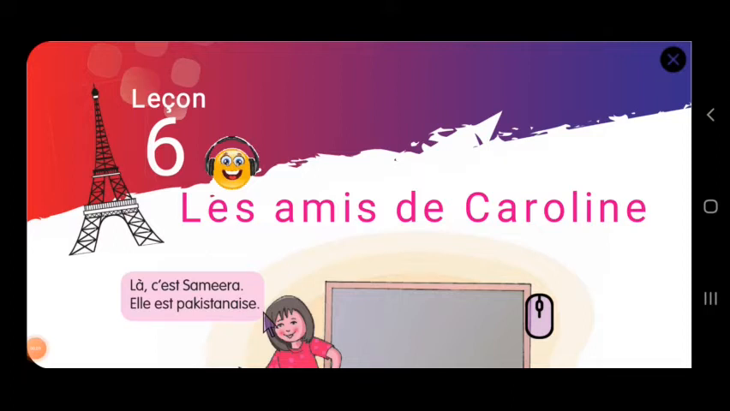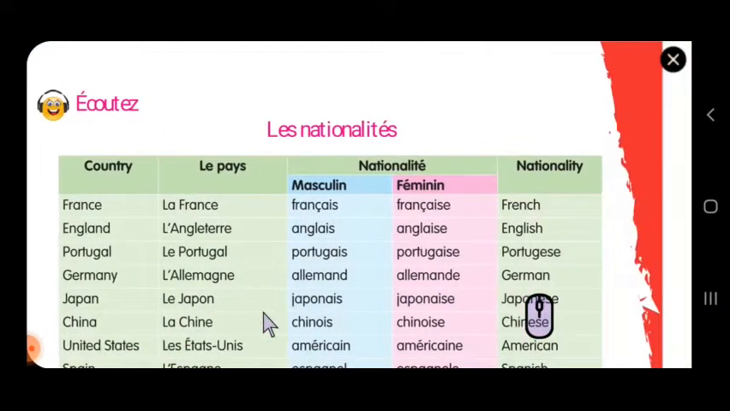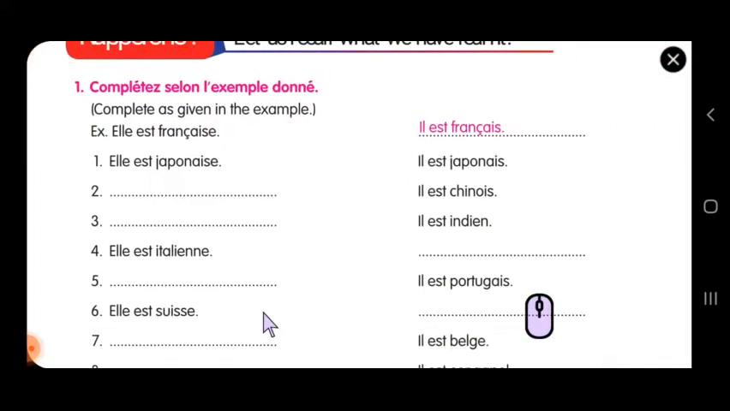So we are in lesson 6, Les Amis de Caroline. From this lesson we are going to learn nationality. This is one important topic that you have to know. This is one of the basic topics. So let's cover it. Today our goal is to finish exercise number 1.